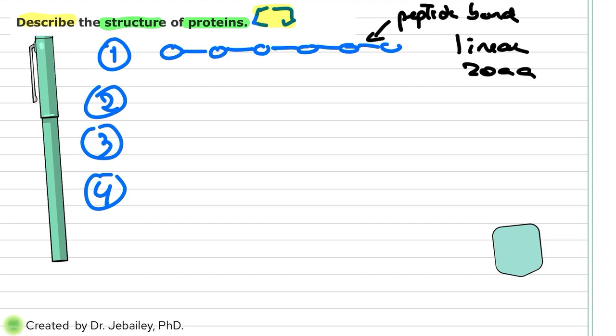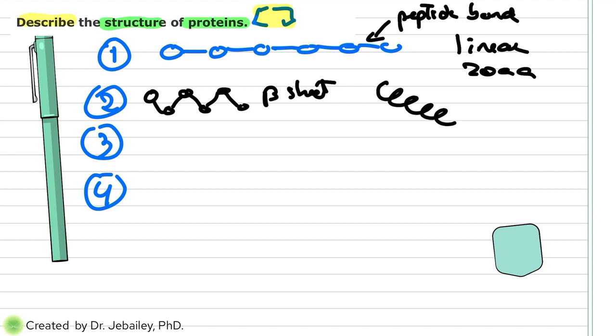Then we have the secondary. The secondary is basically where they start to bend. Like in this case here, that's a beta sheet. And then we can have the spiral like this, which is the alpha. Now, the beta sheet and the alpha, these two are secondary structures. And the reason why they bend like this is because of hydrogen bonds. Those are the bonds happening around here, between amino acids.